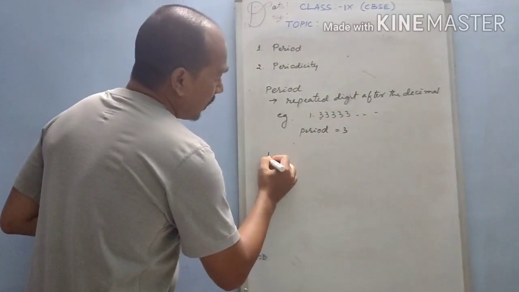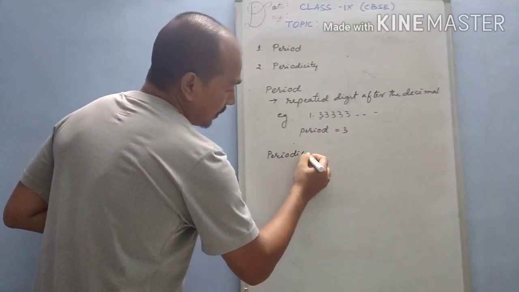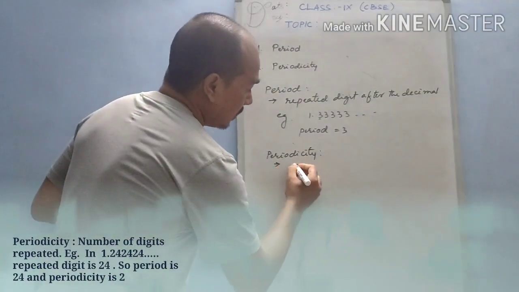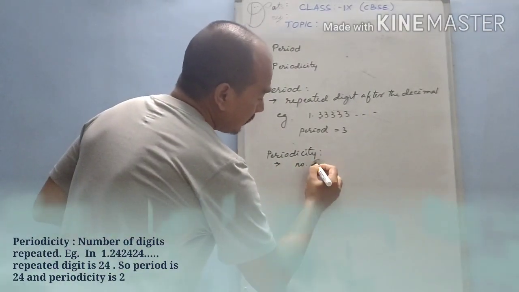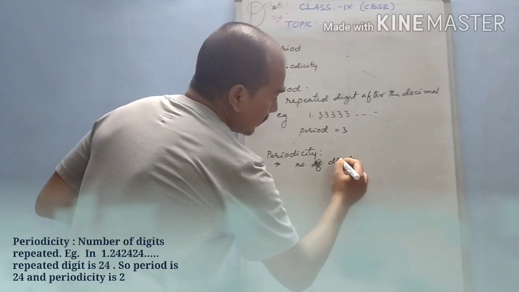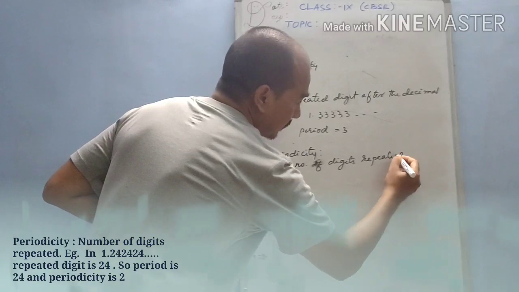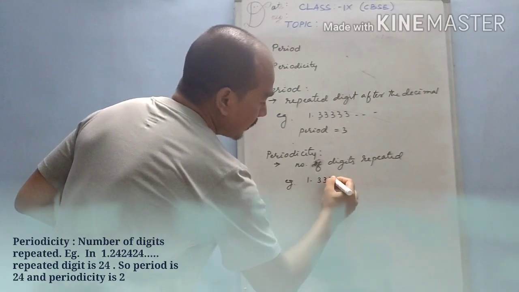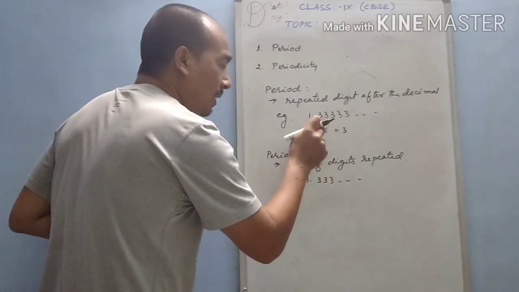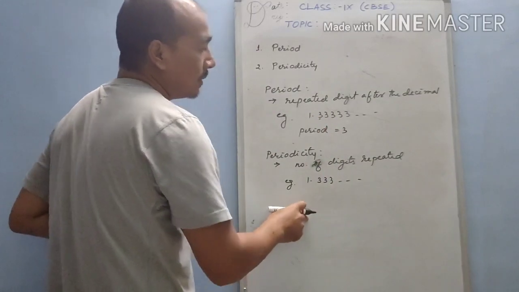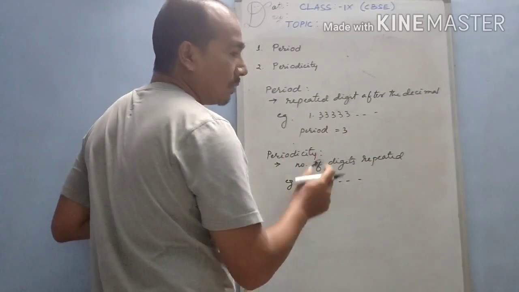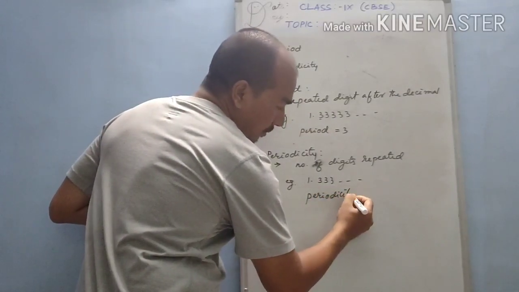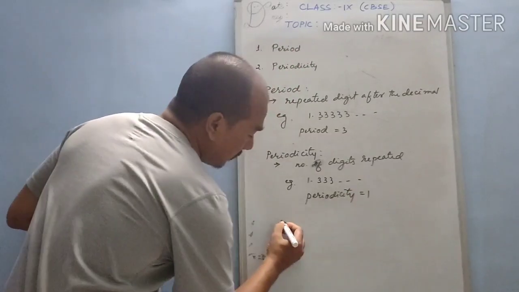And next one, periodicity. Periodicity means the number of digits repeated. For example, I will take this number itself, 1.333. Here the repeated digit is 3, and how many 3s are repeated in this block? 1 three is repeated. So periodicity is 1. Let us see some more examples now.